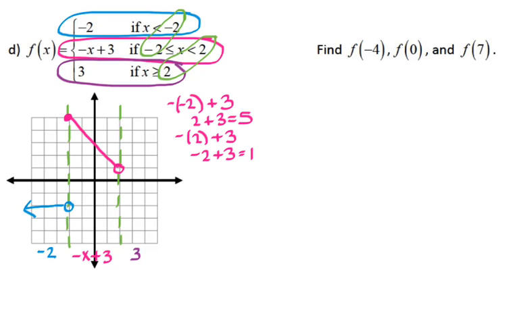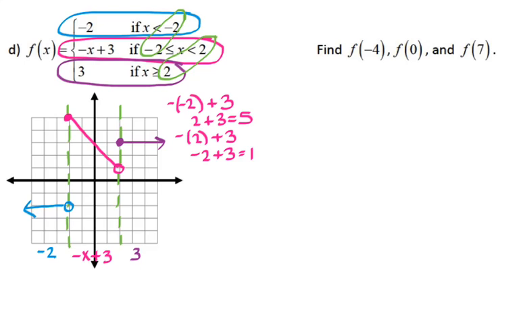And then for the purple, again, it's a constant function, so then on that boundary, I'm going to be up at 3. This one is closed because of the or equal to. So 1, 2, 3, closed. Constant functions are always horizontal lines. So there is your graph.